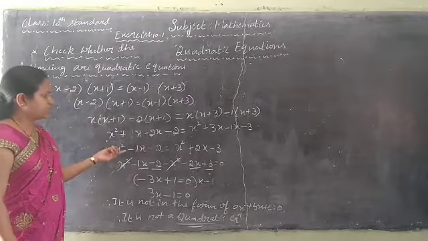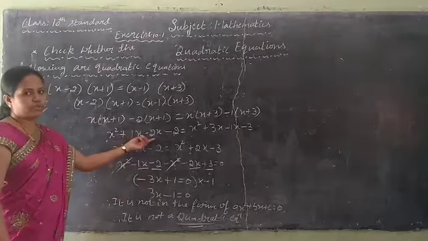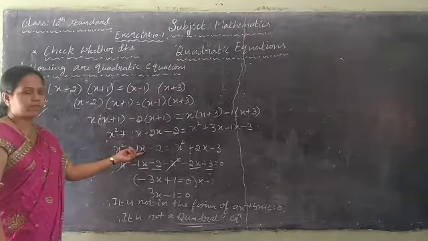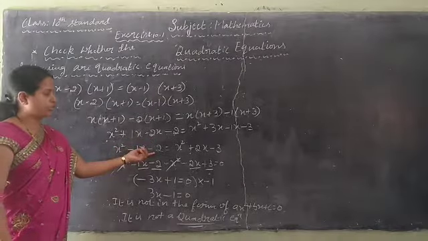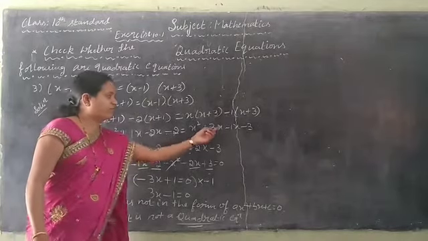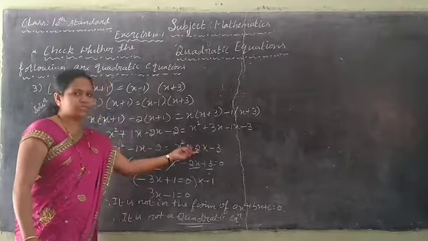Write down x square as it is. Subtract 1x from minus 2x, children. We will subtract, you are going to get minus 1x and minus 2. Here, subtract 1x from 3x, you will get plus 2x.